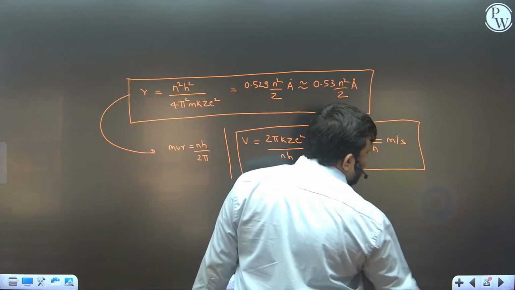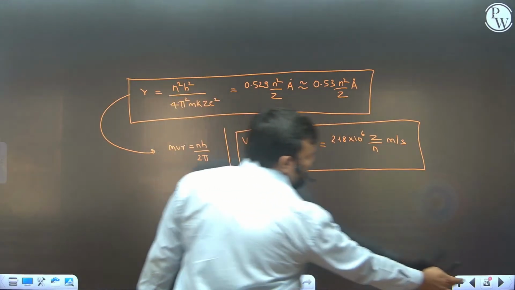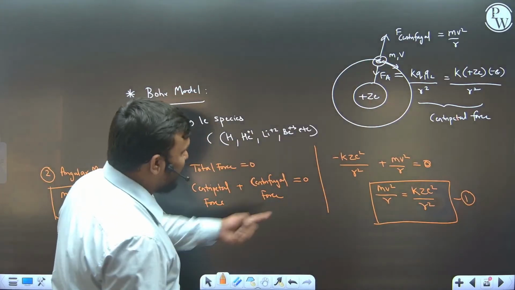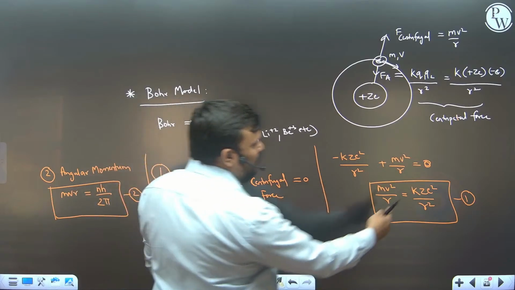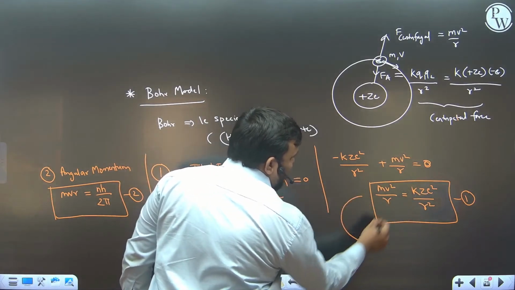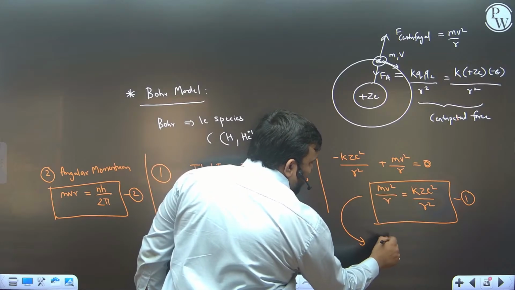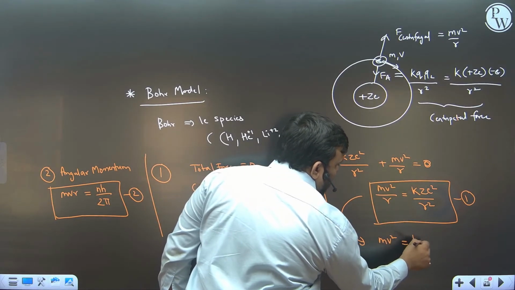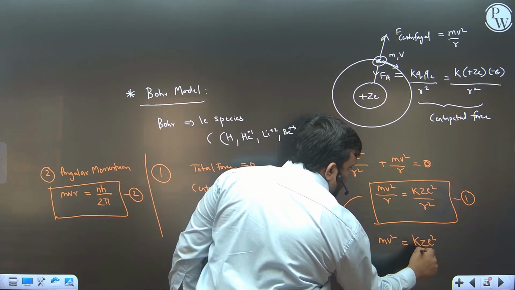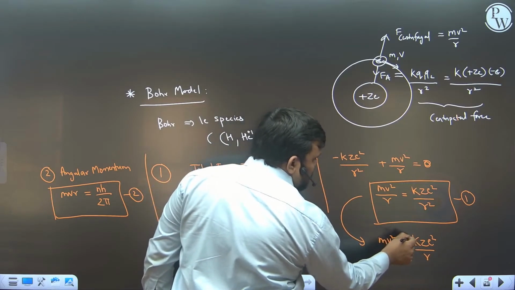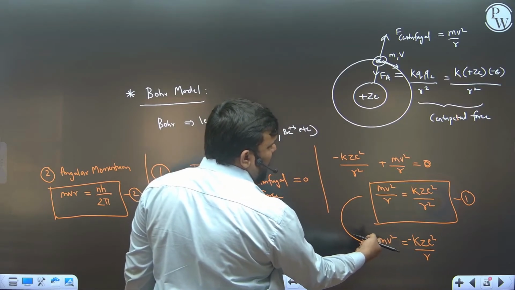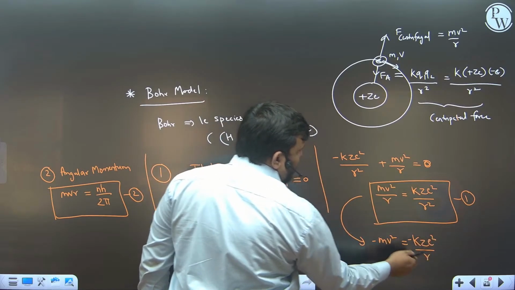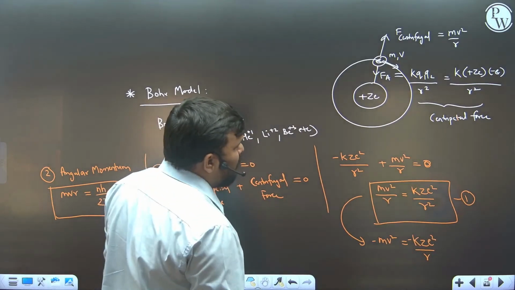So let us have the derivation over here. What can you see? From here, the R is getting cancelled. MV square is equal to KZE square upon R. If you multiply by minus on both sides, you get minus MV square. Minus KZE square is equal to minus MV square.